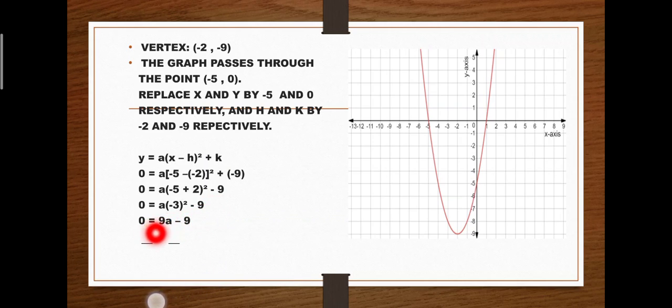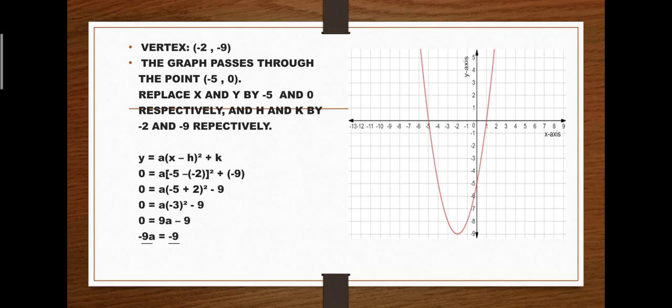Kaya naging 9a minus 9. Then next is we will transform 9a to the left side. So, from positive 9a, magiging negative 9a siya. Tingnan nyo yung white ha. Is equal to negative 9.